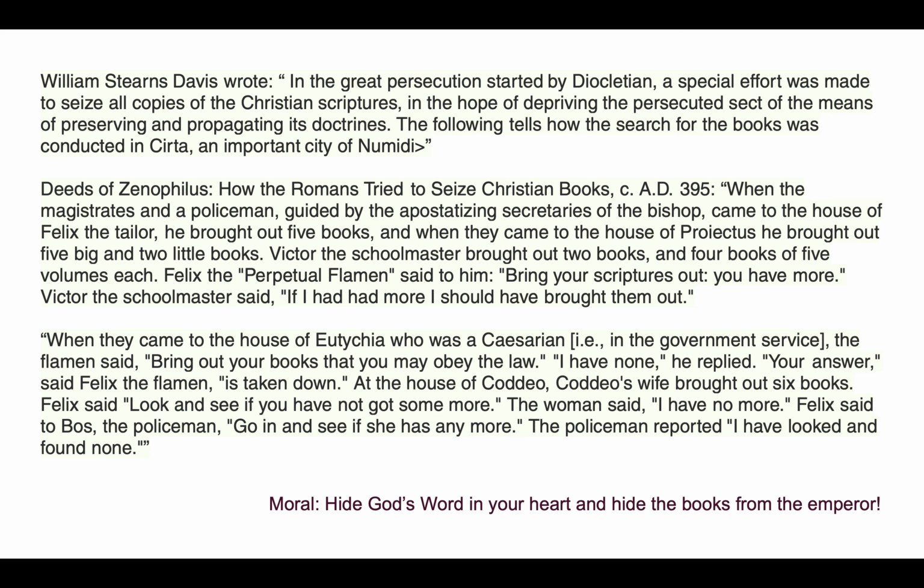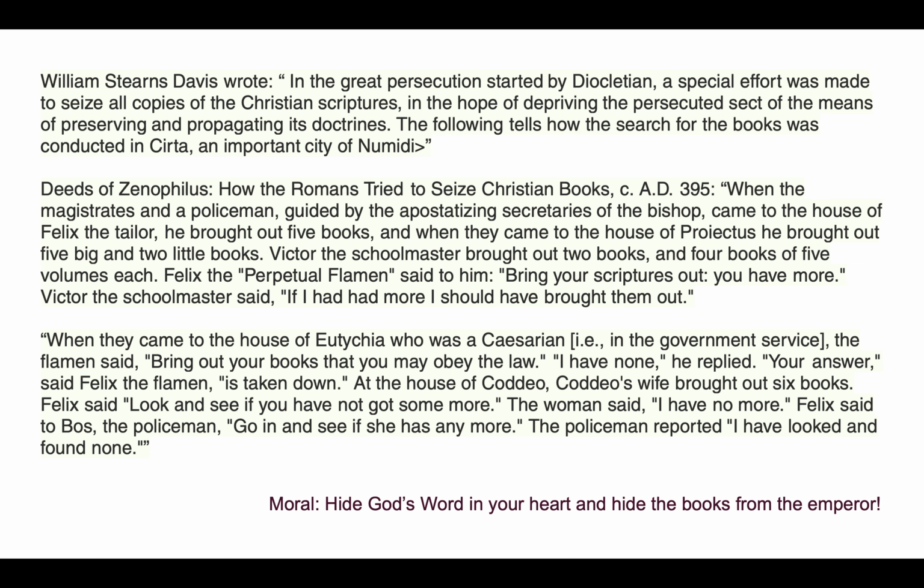And here's from another source. When they came to the house of Eutychia, who was a Caesarean, the flamen said, "Bring out your books that you may obey the law." "I have none," he replied. "Your answer," said Felix the flamen, "is taken down." At the house of Cadio's wife brought out 6 books. Felix said, "Look and see if you have not got some more." The woman said, "I have no more." Felix said to Boss, the policeman, "Go in and see if she has more." The policeman reported, "I have looked and I have found none."